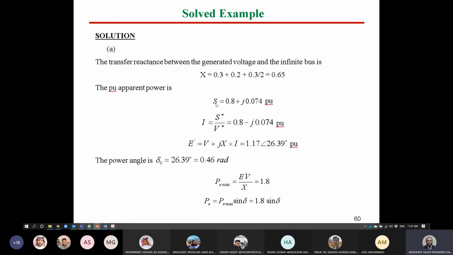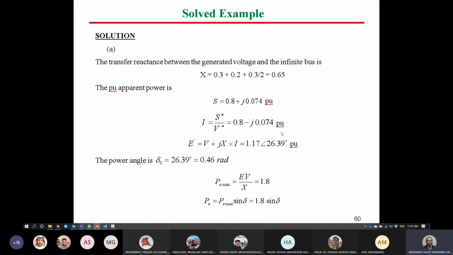So starting from the apparent power, S is given as 0.8 plus j0.074. We can get the current. We have V equal to 1 per unit. So we can say S equals V I conjugate. So I equals S conjugate over V conjugate. So this will be the current in per unit. Now substitute in the equation E equals V plus jX, and use the overall X, okay, because we have the volt of the infinite bus. So finally, you can get the value of E and the power angle.